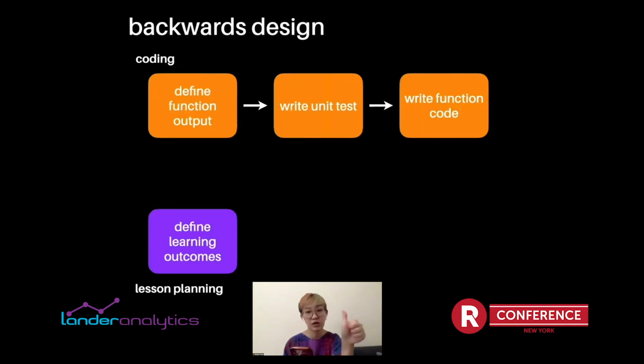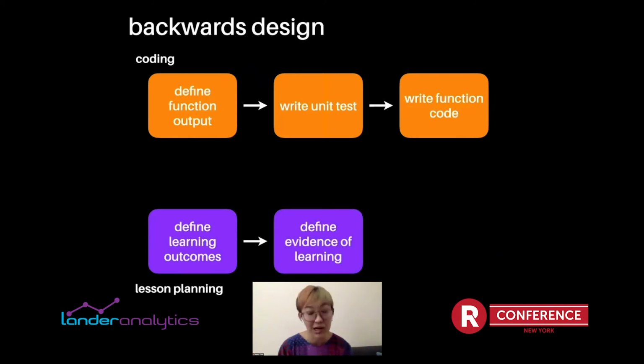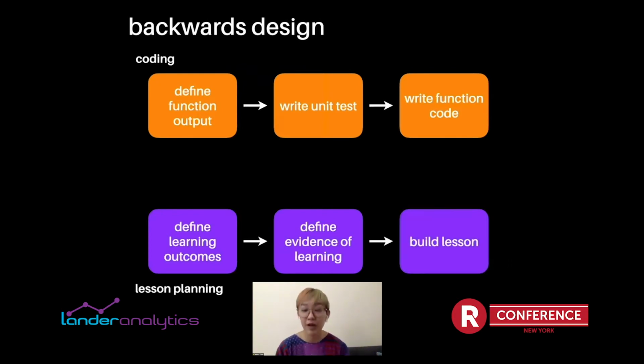First, we define our learning outcomes. What is it that we want learners to come away with being able to do? Then we define our evidence of learning. How are we going to know that our learners have learned what we want them to? And finally, after we've done those two things, we build the lesson.